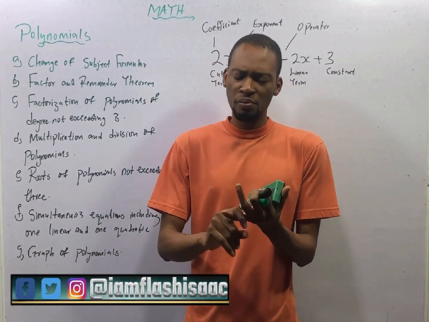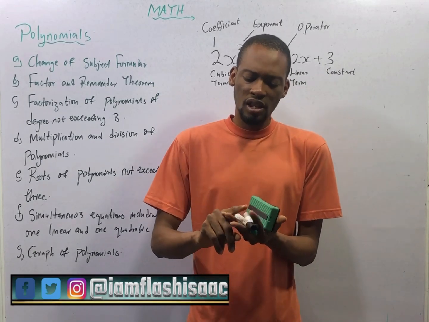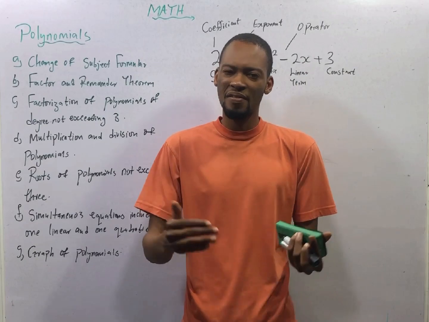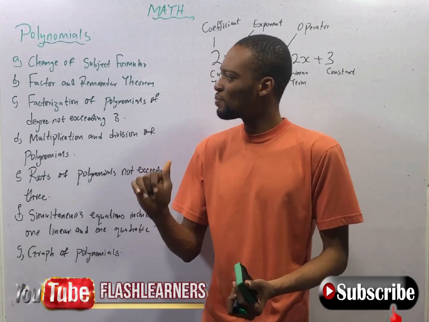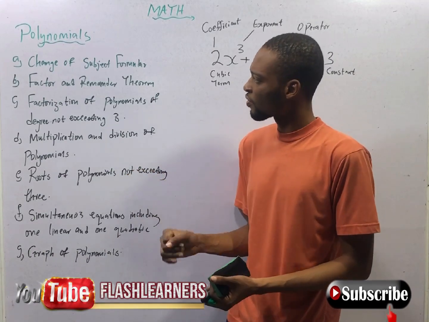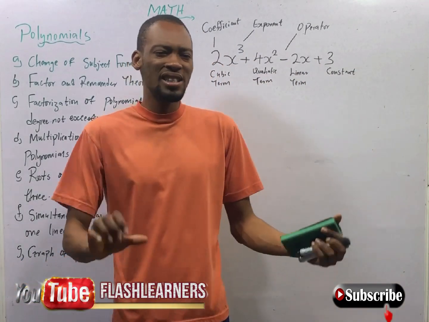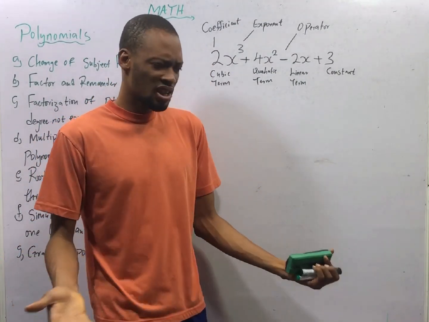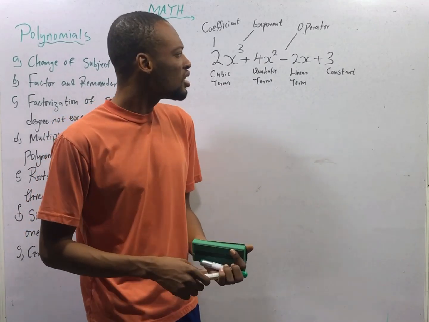Algebra covers polynomial, variation, inequality, AP and GP, matrices and determinants, binary operation. These are the algebra topics in JAMB. Now, what is a polynomial? A polynomial is simply an expression with coefficients, exponents, and a constant. That is basically a polynomial.